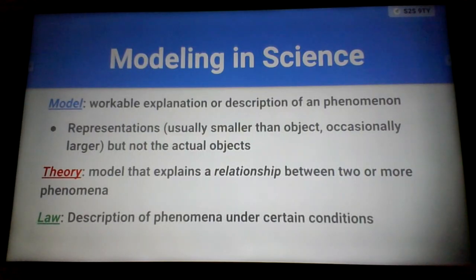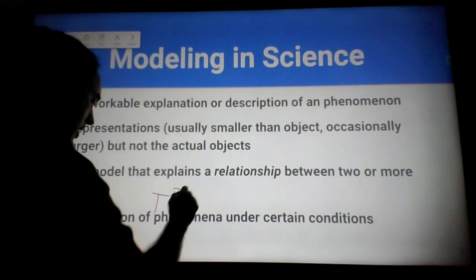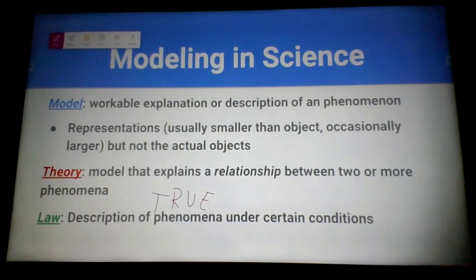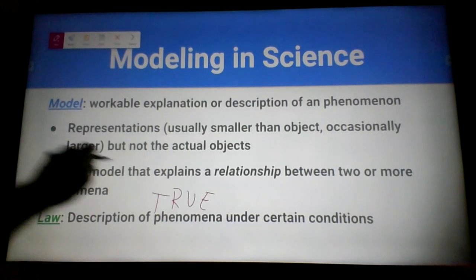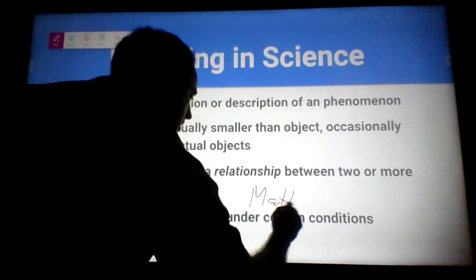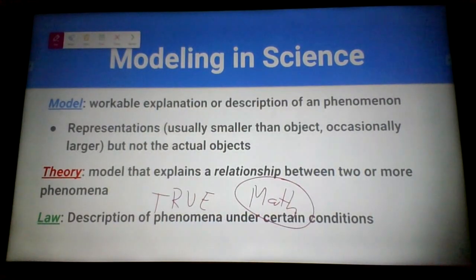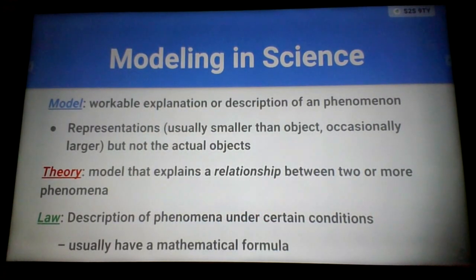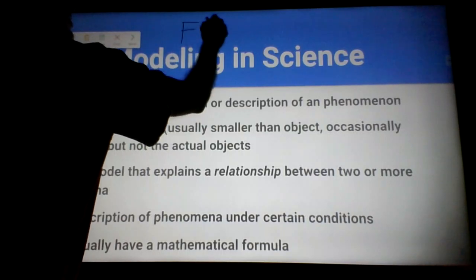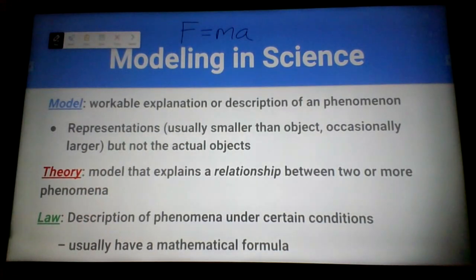A law, this is something that we deal with a lot in physics. A law has been tested so many times that we know that laws are going to be true. They've never been shown false. And one thing about laws, many of them, not all, but many of them involve math, as you're about to see. Usually have a mathematical formula, and one of the formulas that we're going to talk about later on in the year is Newton's second law of motion. Force equals mass times acceleration. And we're going to hit that a lot as we get into the physics chapters later on in the year. Ready?